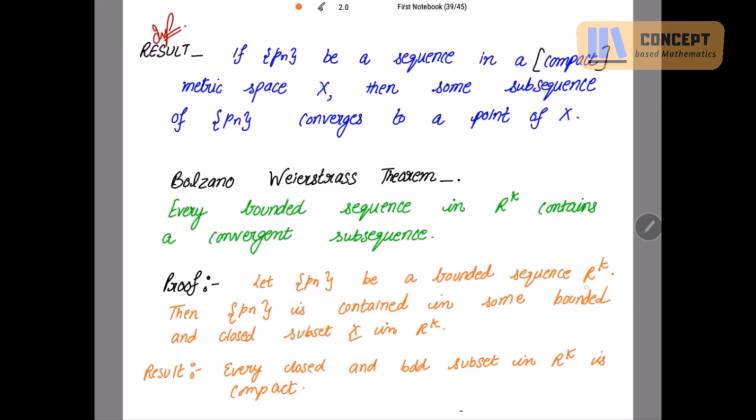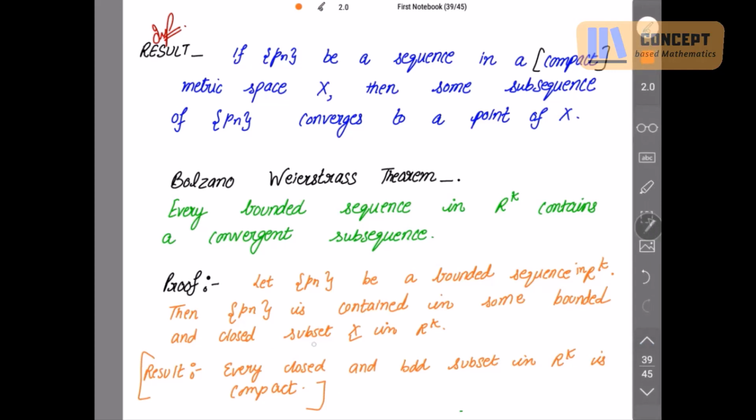Let Pn be a bounded sequence in Rk. Then Pn is contained in some bounded and closed subset X in Rk. If it is a bounded sequence, then it must be contained in some closed and bounded subset of Rk. Let's say that subset is X. Now, one more result is there: every closed and bounded subset in Rk is compact. Just remember this result. I have proved it in my Real Analysis Course Part 1.